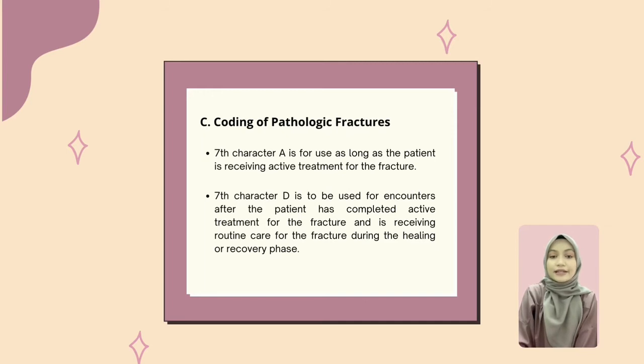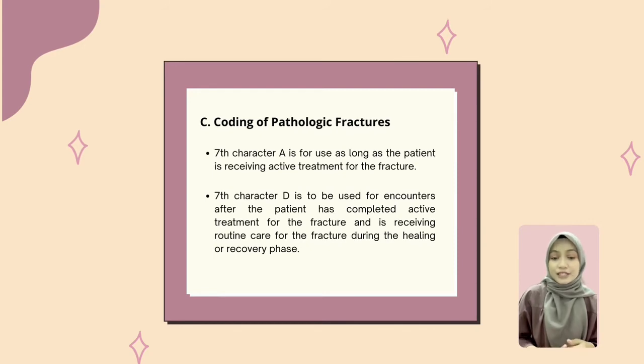Next, 7th character D is to be used for encounters after the patient has completed active treatment for the fracture and is receiving routine care for the fracture during the healing or recovery phase. The other 7th characters listed under each subcategory in the tabular list are to be used for subsequent encounters for treatment of problems associated with the healing, such as malunions, non-unions, and sequelae.